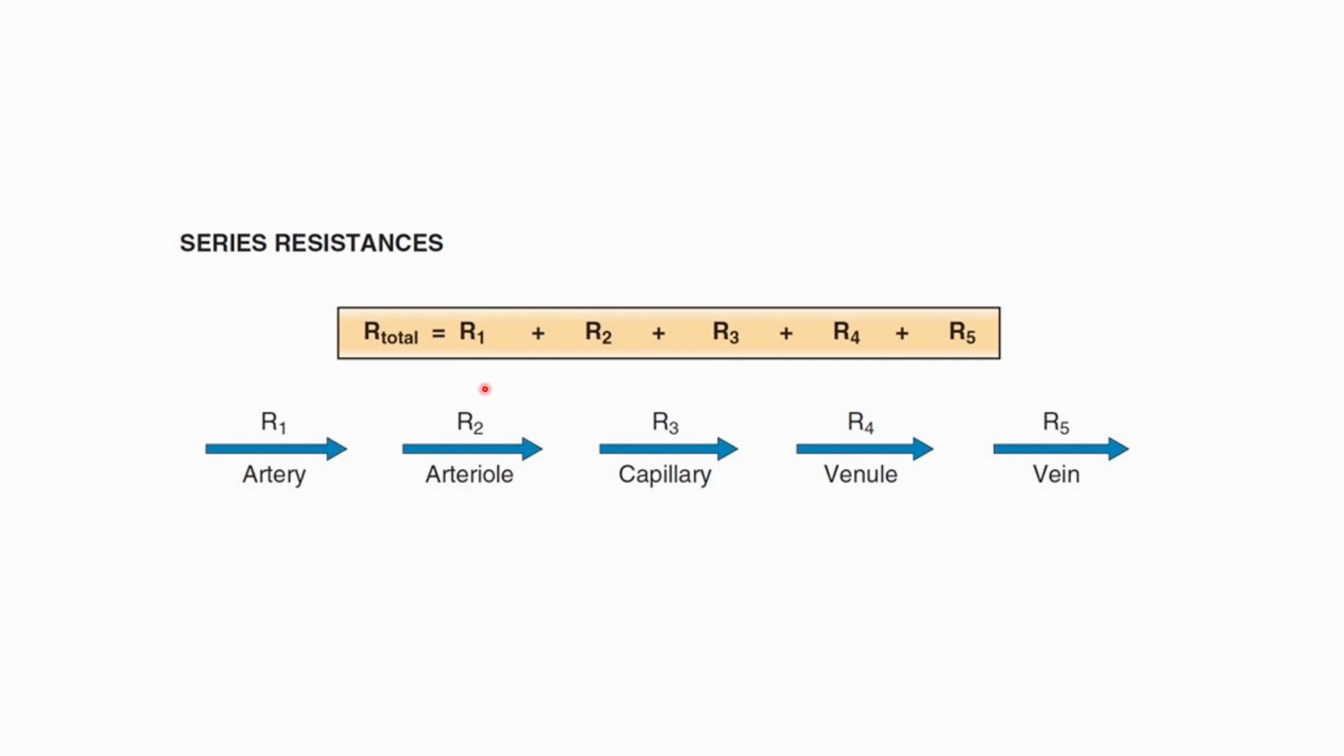For example, in chronic hypertension, arterioles will constrict, and so this will increase the resistance. As you remember, the radius is the most important factor controlling resistance. Increasing the resistance in this part of the vasculature will definitely increase the total vascular resistance.